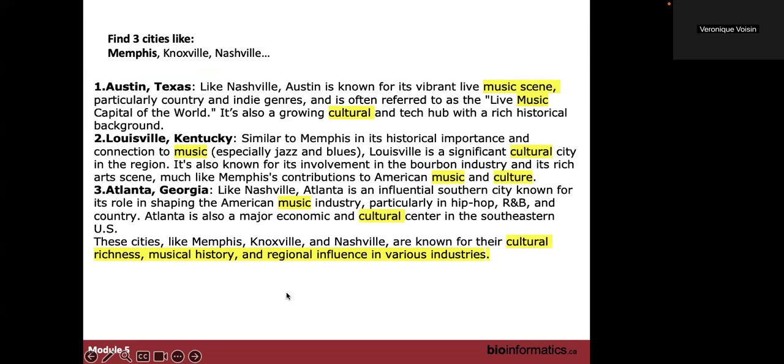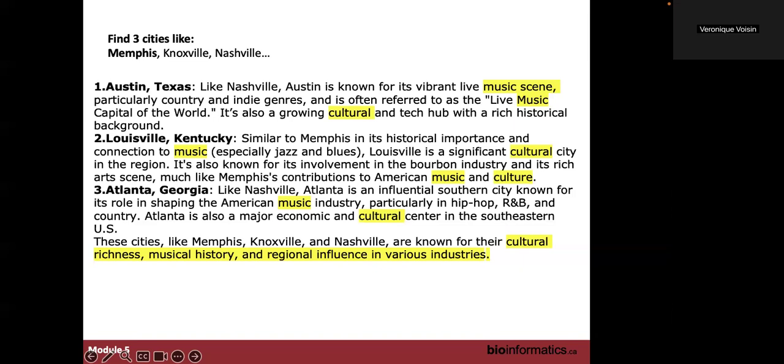So when the query is find 3 cities like Memphis, Knoxville, Nashville, which are 3 cities of Tennessee, then we get back Austin, Louisville, and Atlanta. And then when we see the description of the city, you see the words highlighted in yellow, music and culture. So the things that were in common between these 3 cities were music and culture. That's why ChatGPT added 3 other cities that were also rich in music and culture.